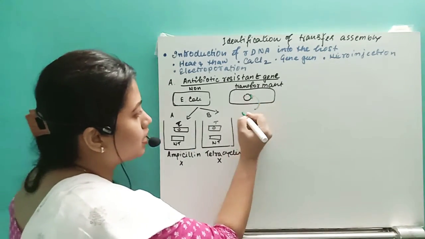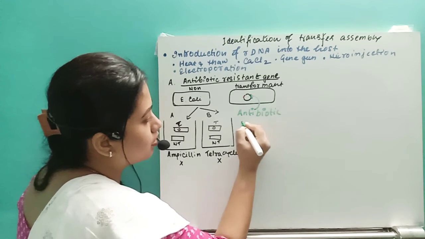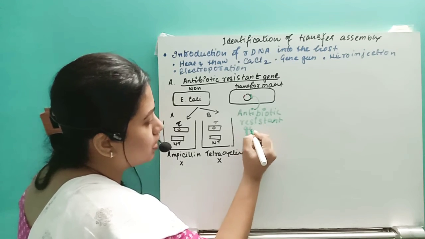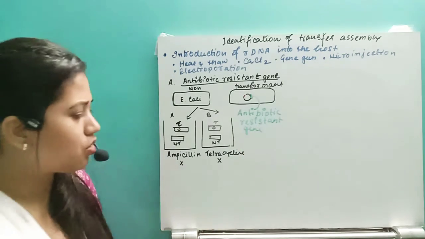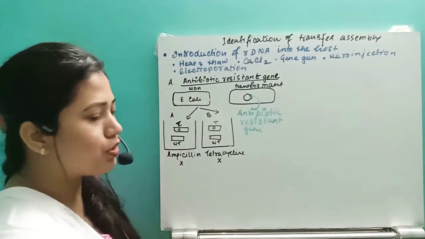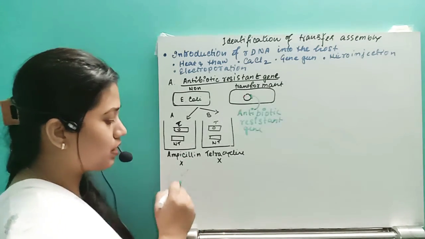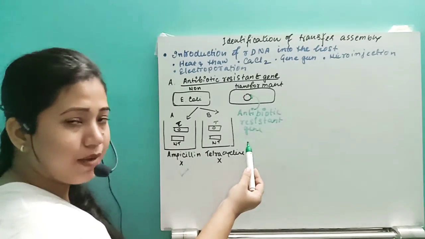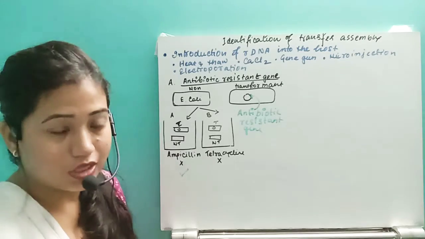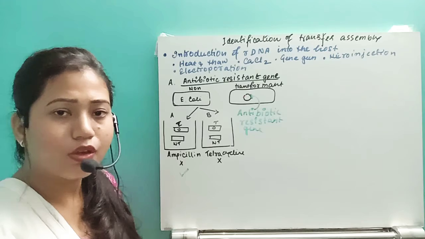Suppose this one is the antibiotic resistance gene, either the ampicillin resistant gene or the tetracycline resistant gene or both. This will be our transformant which is going to survive in this medium. Suppose the antibiotic resistant gene in this transformant is an ampicillin resistant gene. So in the ampicillin medium, due to the presence of the ampicillin resistant gene, they are going to survive.